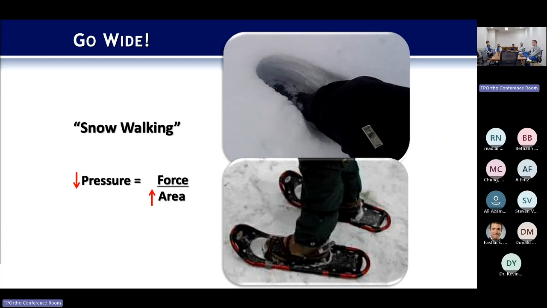Simple equations, right? You want to decrease your force, you have to change something. So to decrease your pressure, you want to change something, which is usually increasing your area here, and obviously minimizing the force that you place the implant with.